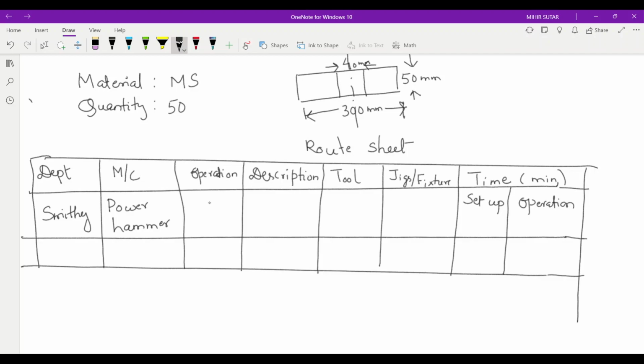Okay, what is the operation? It is operation number one. First operation. Description, what will they be doing? They will be doing forging. What tool will they be using? No tool. Is jigs and fixture required? No. Sorry, I have written here, no? Okay, let me draw one straight line.